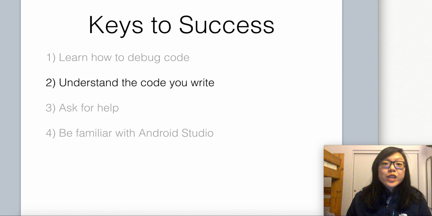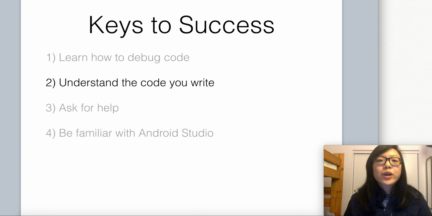So in our previous video, we talked about how one of the keys to success for this course is understanding the code that you write. Because if you can't understand what's going on in your app, it's going to become very frustrating and very difficult for you to debug issues that come up or add new features. So in this video, we're going to go into specific examples of how we can practice this skill and how we can make sure that we actually understand the code that's in our app.